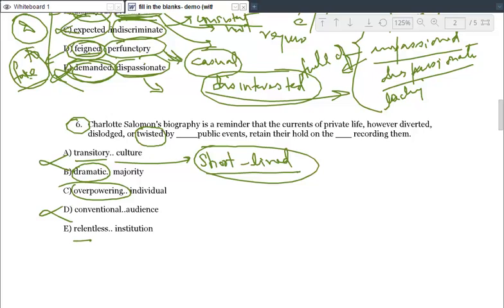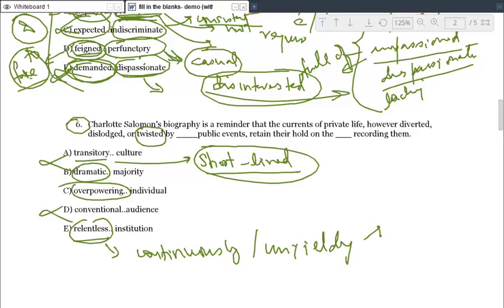Now relentless, yes, it can be. Relentless basically means continuously, unyielding. But this is a quality not of public events, it is a quality of an individual. I mean, you might relentlessly ask me questions, you might relentlessly fight for something, but how can you say twisted by relentless public events? Does the meaning come out clearly, people? Yes or no? It's an awkward usage, right, people?